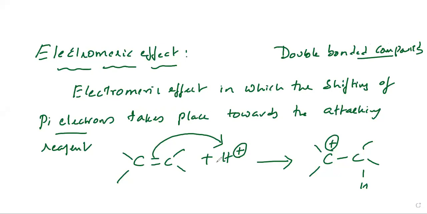That means pi electrons are shifted towards the attacking reagent. So this is the attacking reagent, students. The pi bond is shifted towards the attacking reagent, and what we are going to get, we are calling it as plus E effect. Understood? Electromagnetic effect is the effect in which the shifting of electrons takes place towards the attacking reagent.